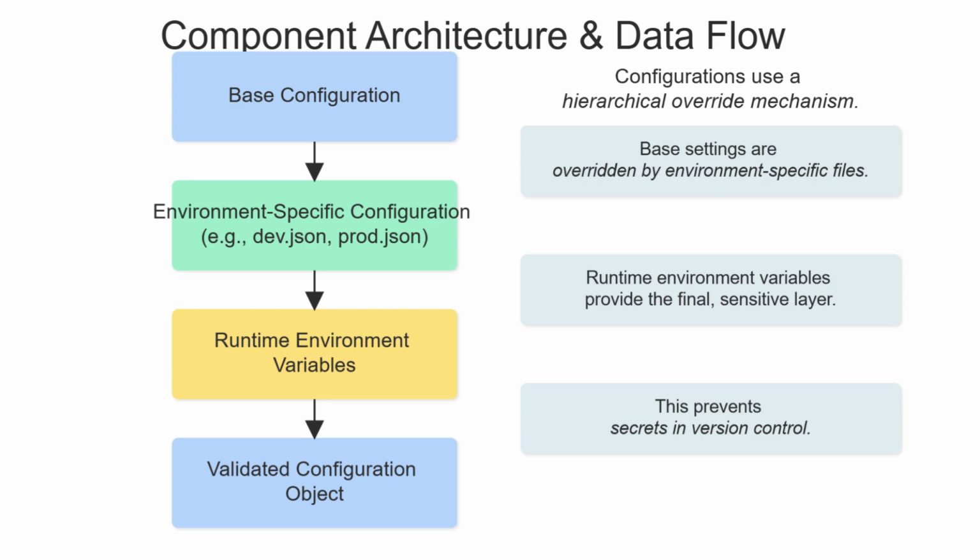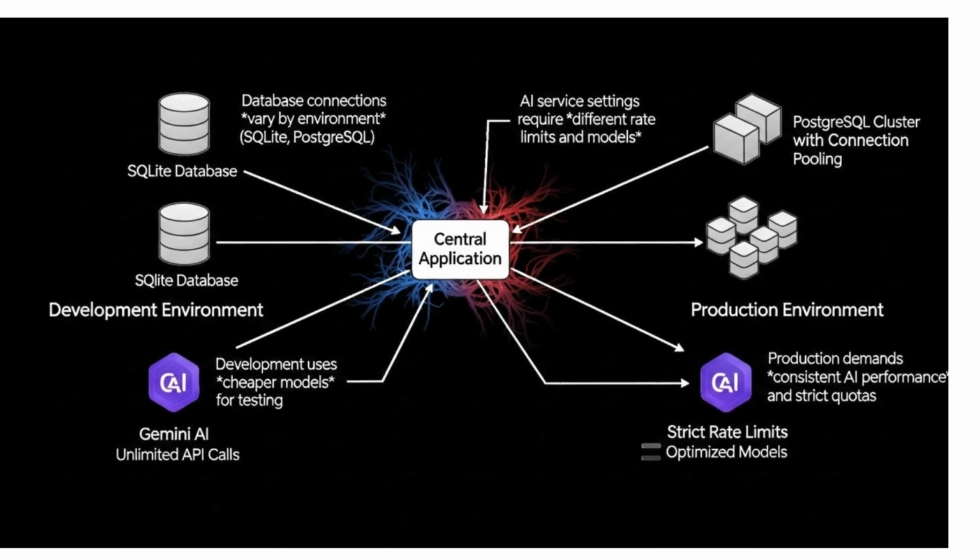The final and most critical layer is provided by runtime environment variables. These variables are typically used for sensitive data, like API keys or database credentials, ensuring they never enter your version control system. The system loads these configurations in a specific order. First, the base.json, then the environment.json file, and finally, any runtime environment variables. This structured approach guarantees that your application gets the correct settings for its current environment, maintaining both flexibility and security without ever exposing secrets in your codebase.